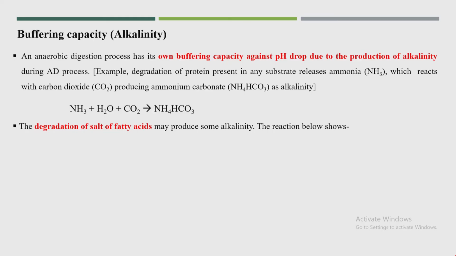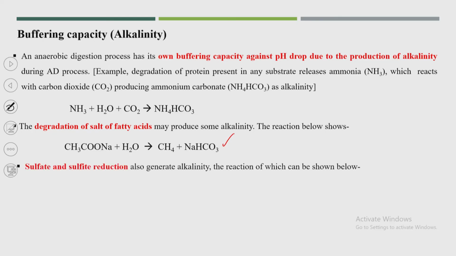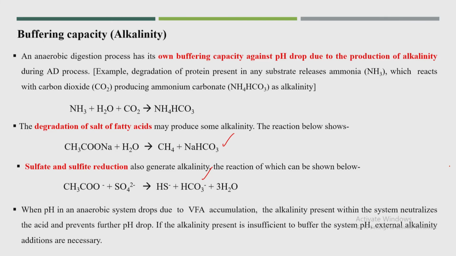The degradation of salts of fatty acids may produce some alkalinity, and these reactions could be possible, like here. This also can be possible. So, this is the sodium alkalinity. Sulfate and sulfide reduction also generate alkalinity. The reaction could be like this. So, here also the carbonates or bicarbonates will get produced.